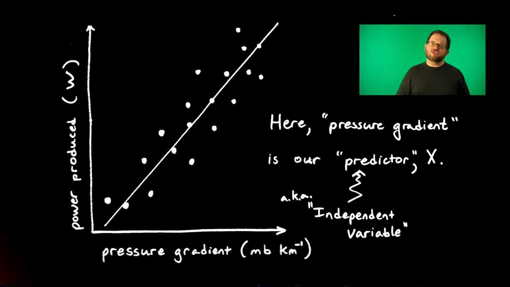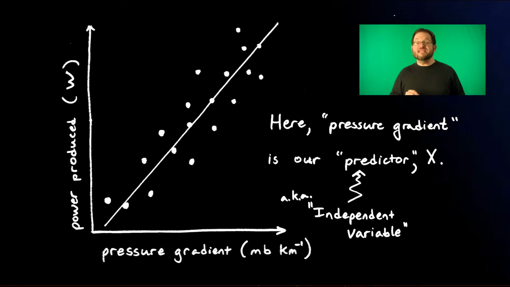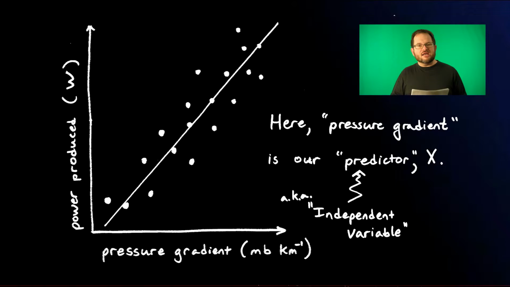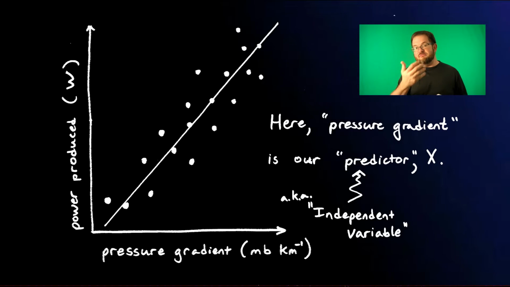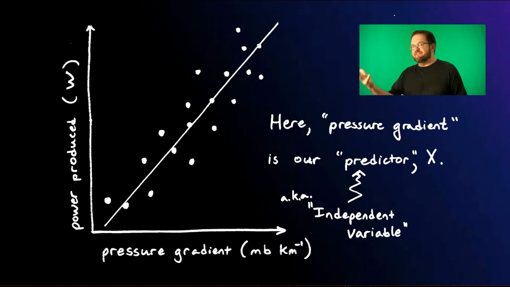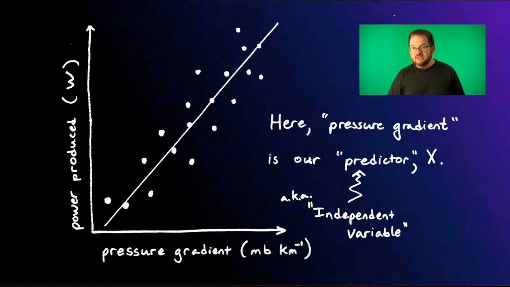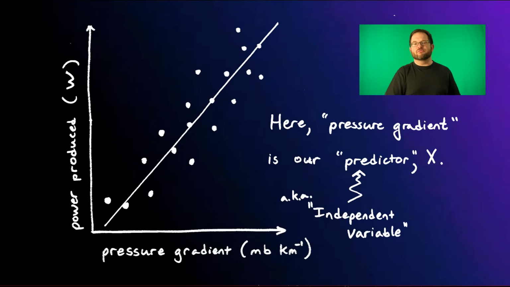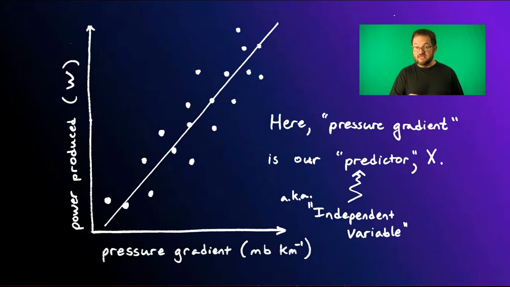Let's use a more technical term here in statistics. We're going to say that this makes x our independent variable. This is the thing we're not in any way in control of. We just measure this. In the future, when I'm trying to make predictions of the amount of power to be produced, I'm going to be given the current pressure gradient and make an estimate of the power produced by my wind turbine. This is the independent variable. We're not in control of this.